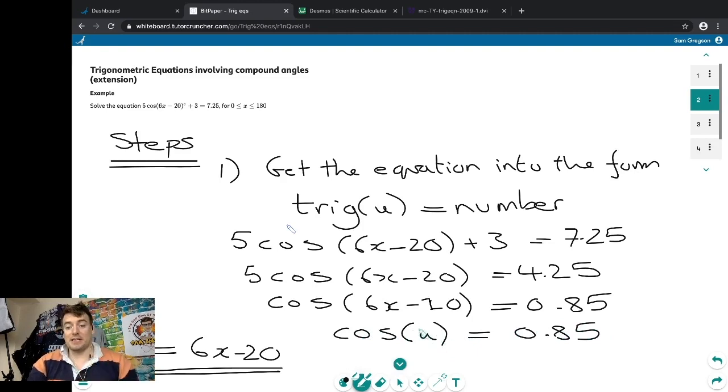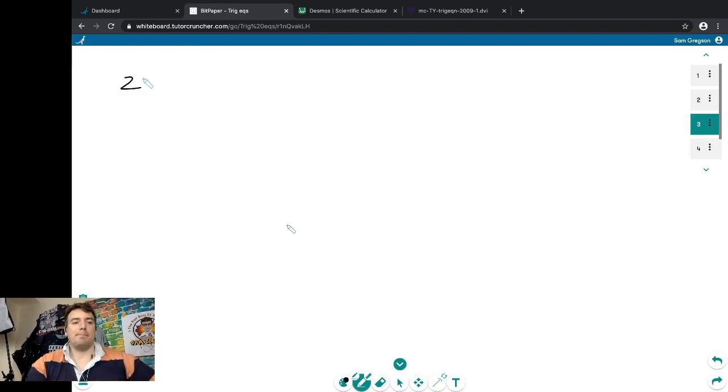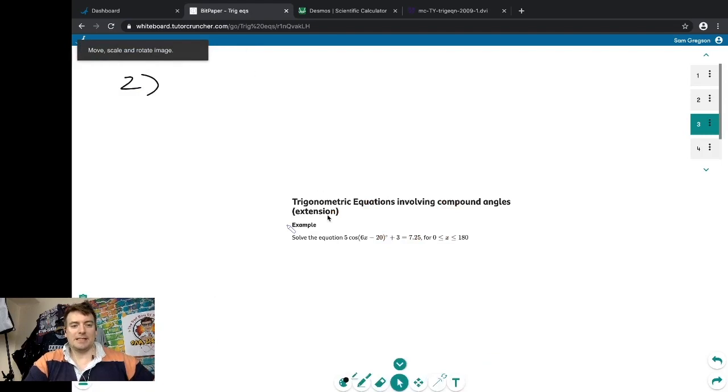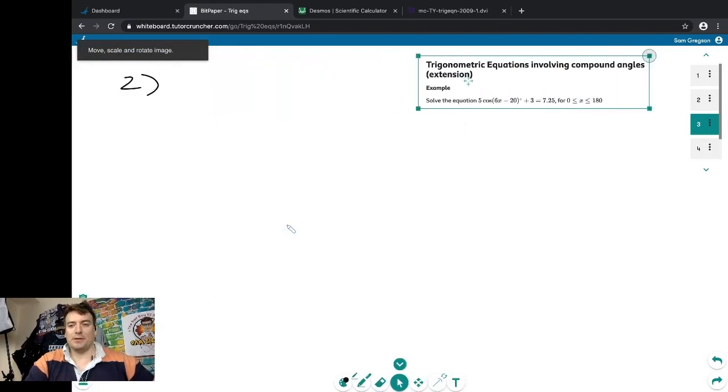So this is the first step. And then at the end, we're going to go back and sub 6x minus 20 in again. That's correct, right? But we're going to solve this format. So you've correctly got it into that form, and that's the first step. Now, the second step, so we'll just bring the equation back up on the previous page so we can see it. The second step is to deal with the ranges.